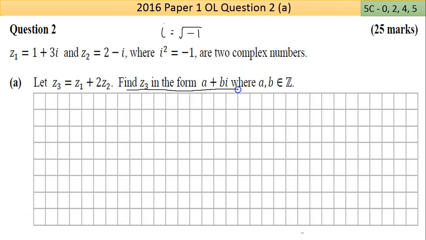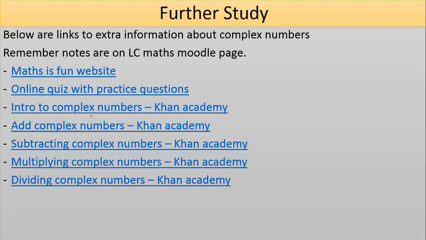I have the answer on the next page, but just the final sentence here, find Z3 in the form a plus bi, where a, b are elements of Z. All that means is you want your complex number to have two whole numbers for a and b. I'm assuming this is going to turn out to be a fraction, and you're going to have to express it a different way. And a, b are elements of Z just means that they're integers. It means they're positive or negative whole numbers. So you won't be dealing with decimals or whatever. So let's go straight to the answer.